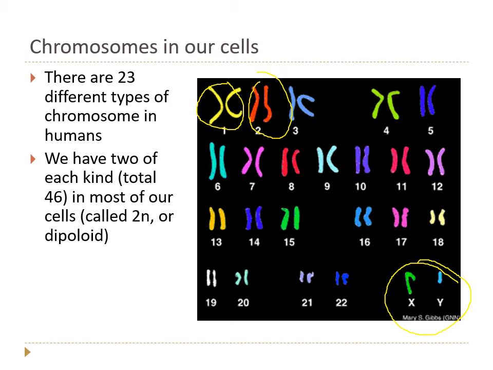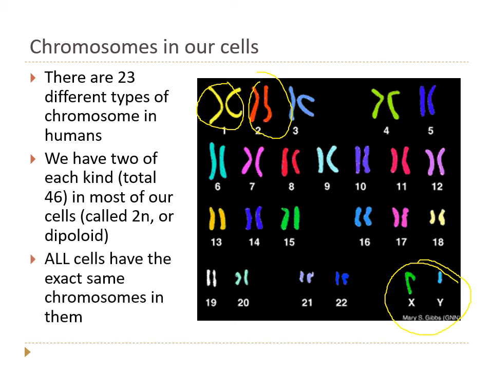We have 2 copies of each of these different types of chromosomes. We have 2 copies of chromosome 1, 2 of chromosome 2, 2 of chromosome 3, and so on and so on. And again, all of our cells have the same chromosomes in them always. The difference in terms of how different cells behave and their structures have to do with which genes are turned on in those cells and which genes are turned off. Which set of instructions do they follow and produce and do, and which set of instructions do they ignore?